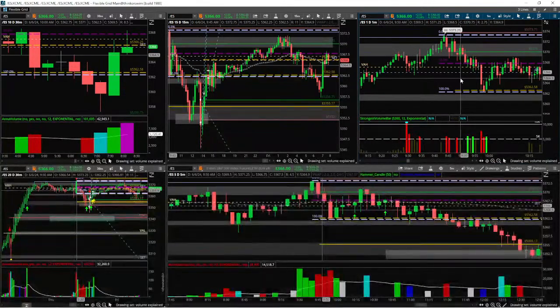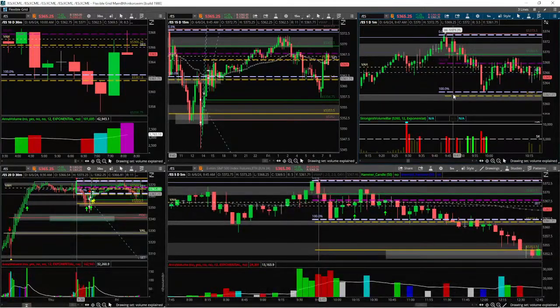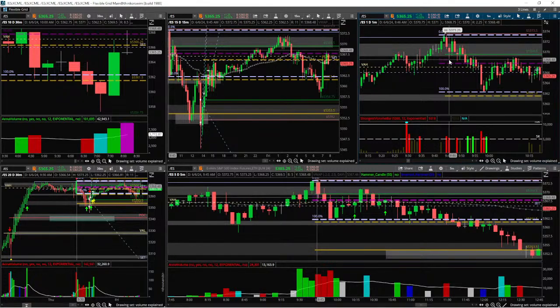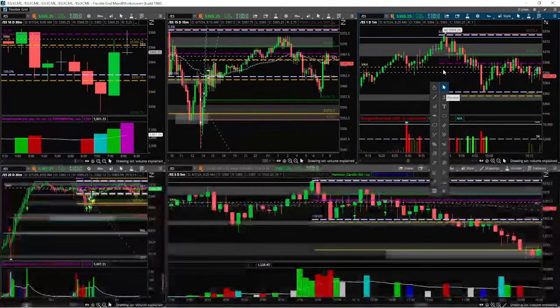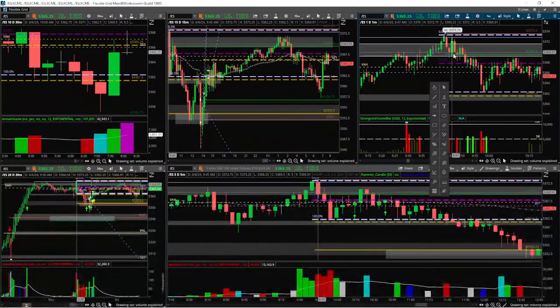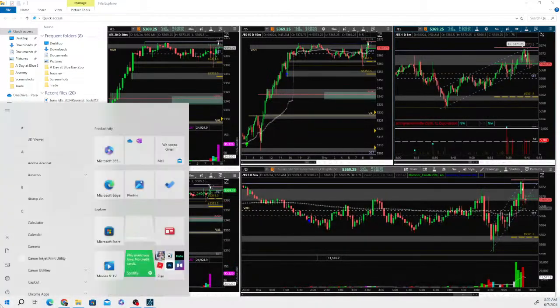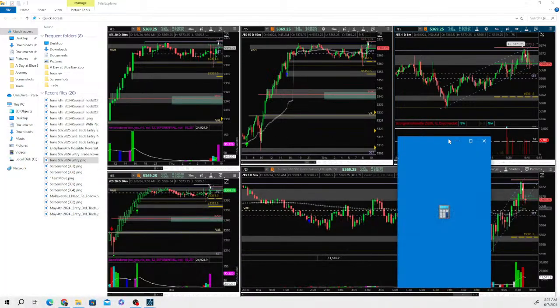But aside from that, I realized that I went in with 5 mini contracts versus 5 micro contracts, and the difference between those is about times 10. A micro is $5 per point, a mini is $50 per point, and I realized I was risking 4 points on 5 minis and not 4 points on 5 micros.